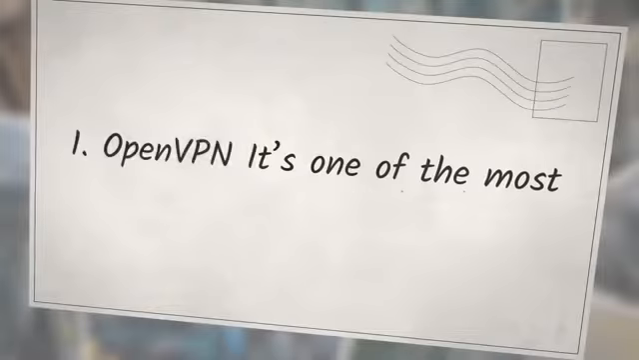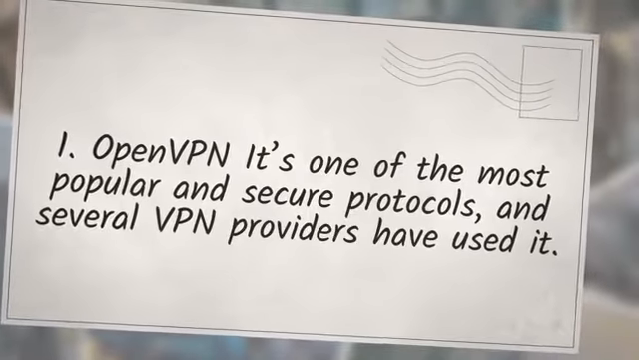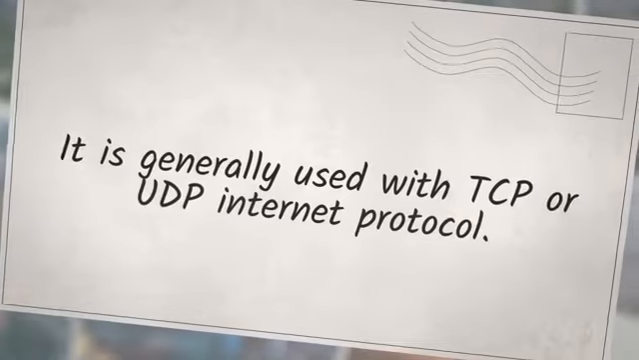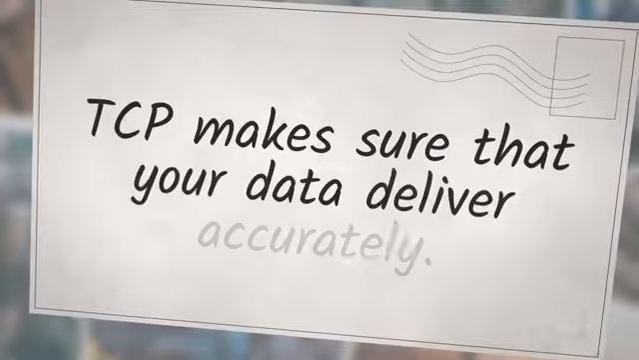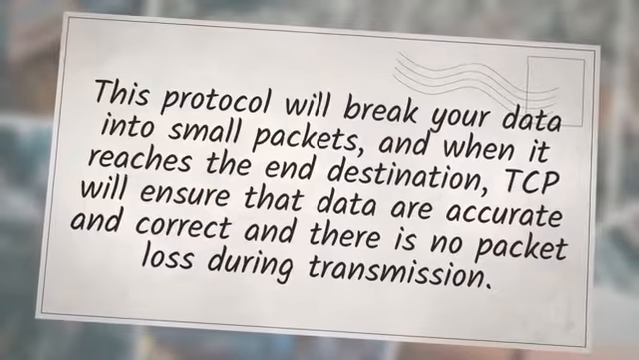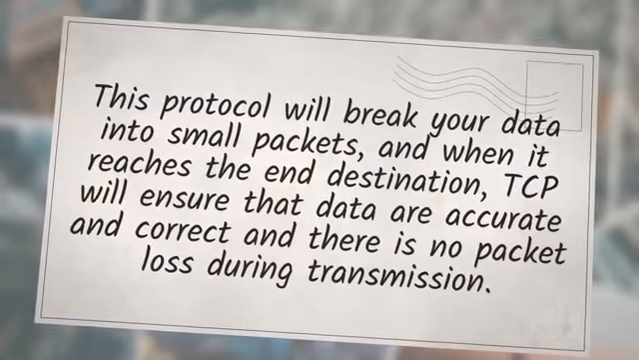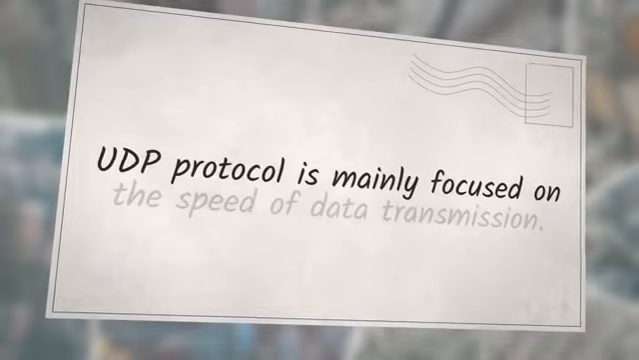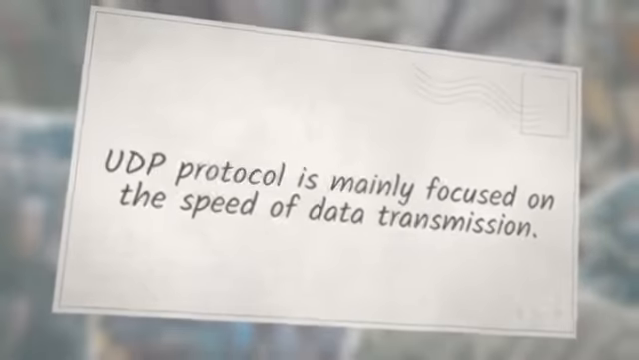1. OpenVPN. It's one of the most popular and secure protocols, and several VPN providers have used it. It is generally used with TCP or UDP Internet Protocol. TCP makes sure that your data is delivered accurately. This protocol will break your data into small packets, and when it reaches the end destination, TCP will ensure that data are accurate and correct, and there is no packet loss during transmission. UDP protocol is mainly focused on the speed of data transmission.